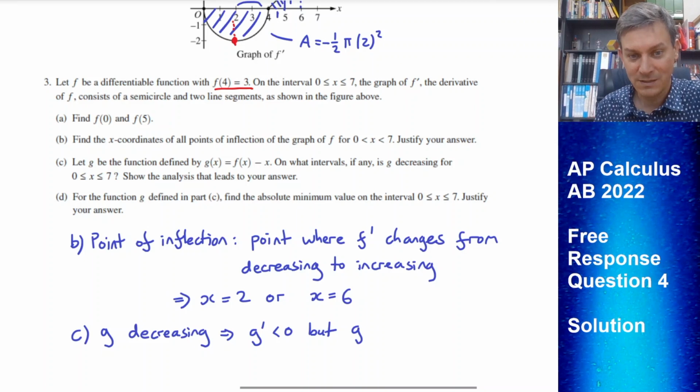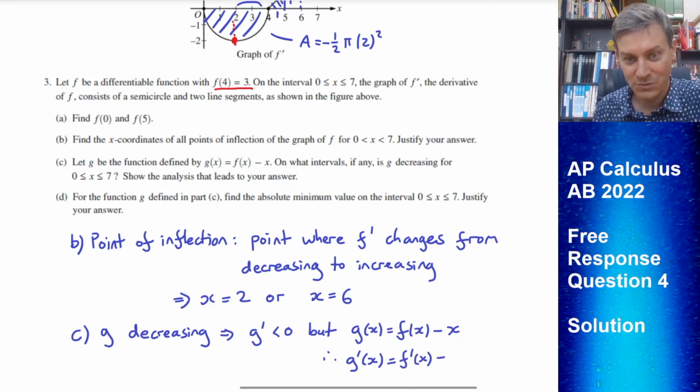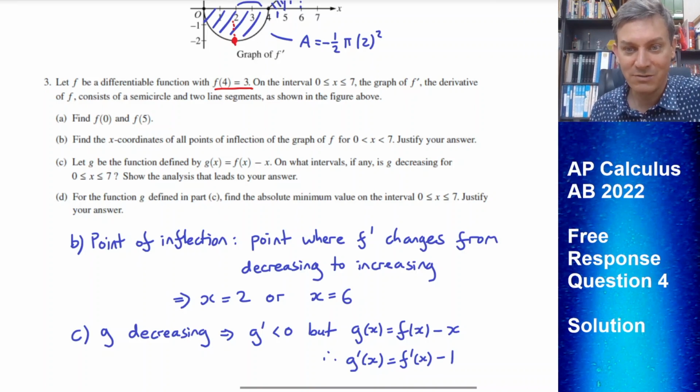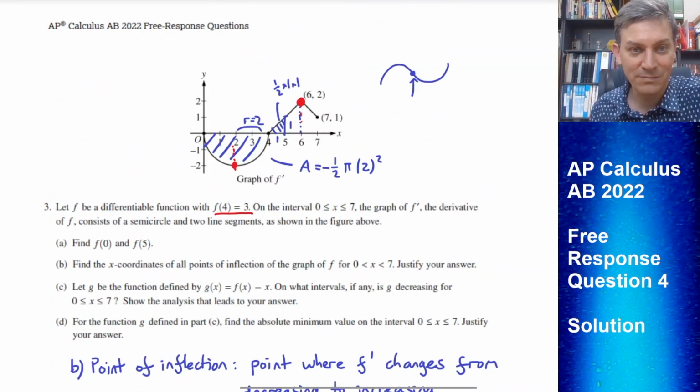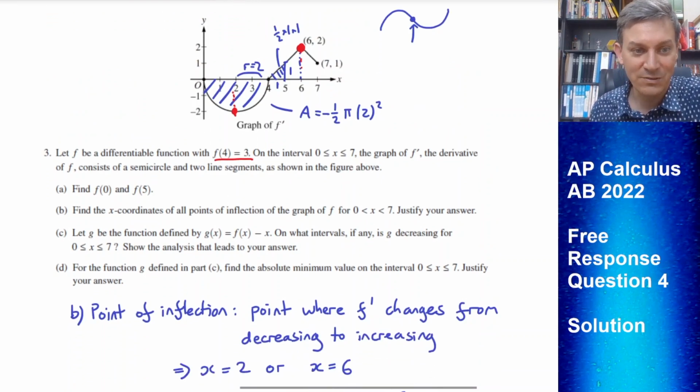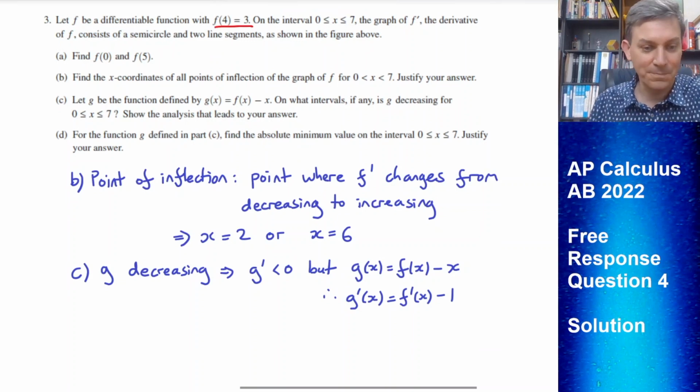Well, we know that g of x is equal to f of x minus x. So if we just differentiate this, we get that g prime of x is equal to f prime of x minus 1. So the graph of g prime looks the same as the graph of f prime, but just shifted by minus 1. If we look at this graph here and try to draw what the graph of g prime looks like, I'll do that down here.